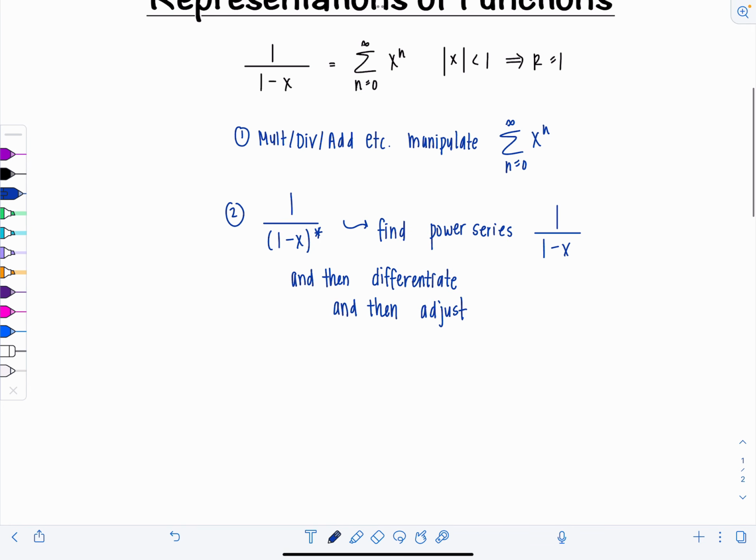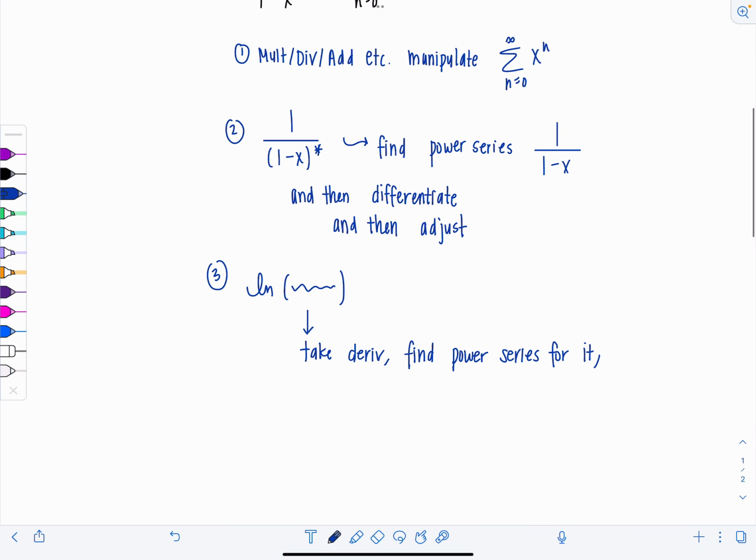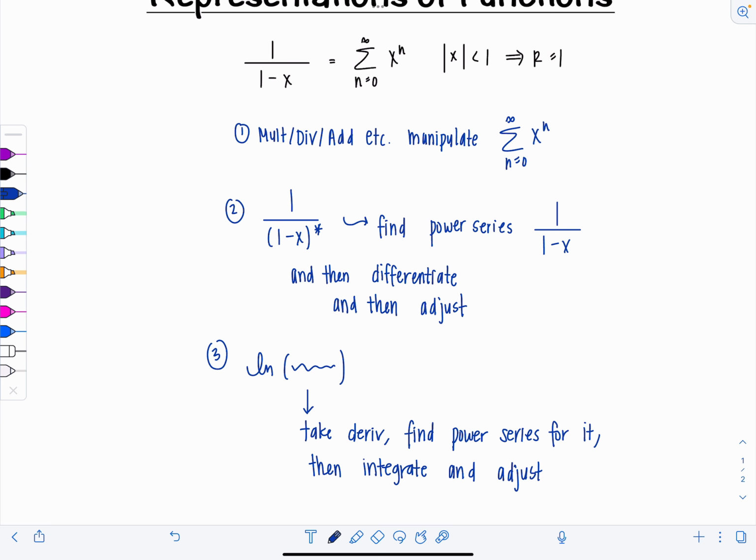And then the third case is your function involves ln of something, right? So then what you're going to do is take the derivative, find a power series for the derivative, and then anti-differentiate that to undo it, integrate it, and adjust. You'll see what I mean as we start working through. But there's really only 3 cases. So I think when you remind yourself of that, it will feel less overwhelming, okay?